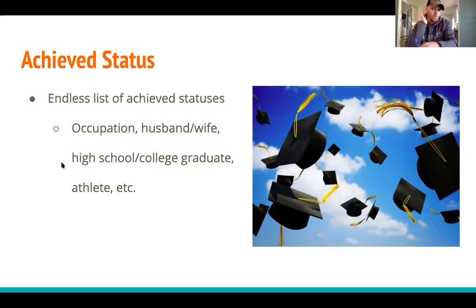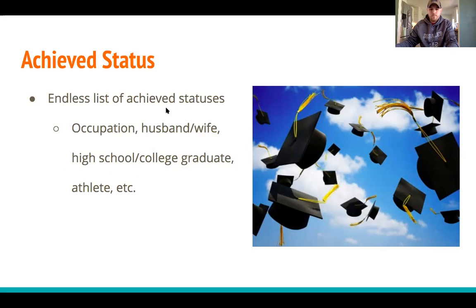You all can work very hard in high school and ultimately receive that high school diploma. You can choose to play a sport. You can choose to be a part of the spring musical, for example. These are all achieved statuses that you can control.